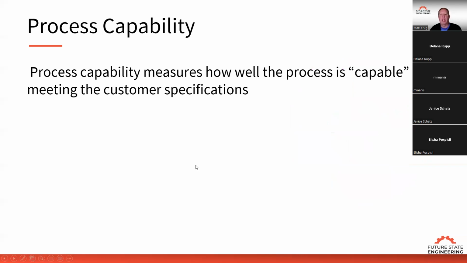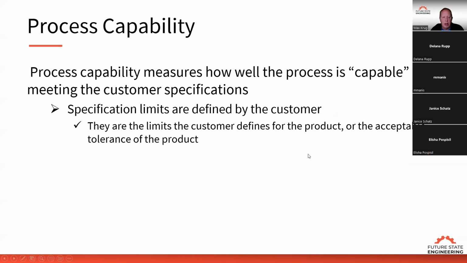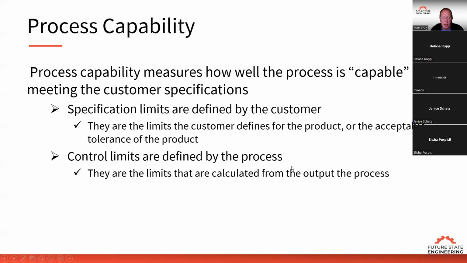So if we look at process capability, it measures how well the process is capable of meeting the customer specifications. So there's specification limits that are defined by the customer. So these are the limits the customer defines as acceptable, that has the acceptable tolerance. And then there are the control limits that are determined by the process. So these are the limits that are calculated from the output of the process. So when we compare the two, so we're comparing the specification limits to the control limits, that determines our process capability.